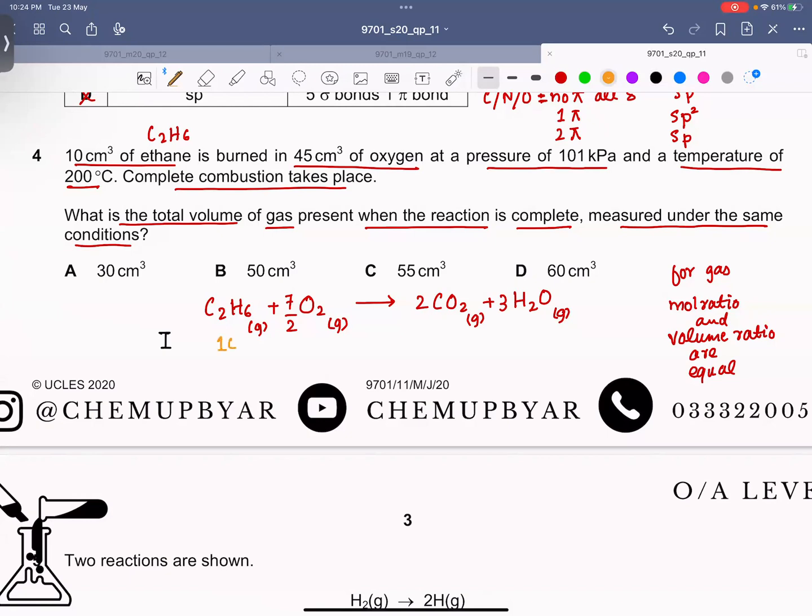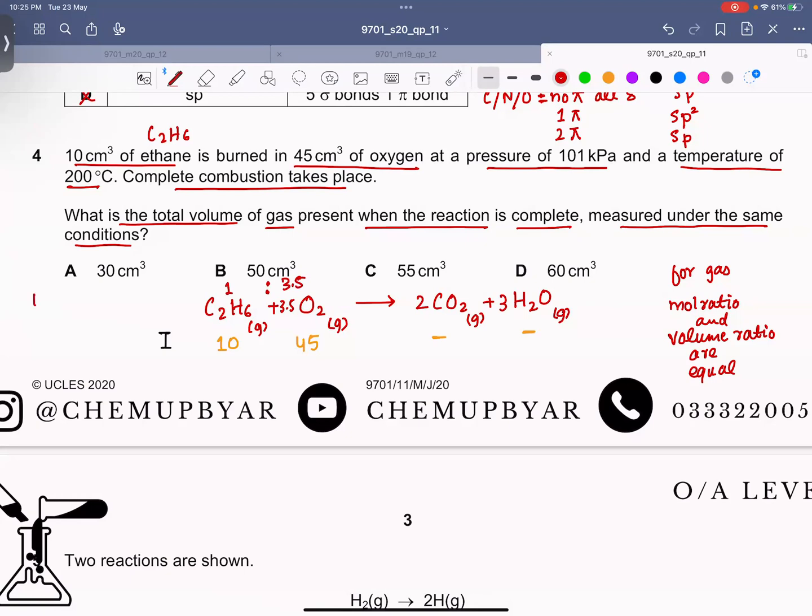there is 10 centimeter cube of ethane and 45 centimeter cube of oxygen. And there are 0 of each of the products. So I can consider 7 upon 2 as 3.5, right? So it is easy for you to understand. So from this, I can say that the mole ratio between ethane and oxygen is 3.5, right?